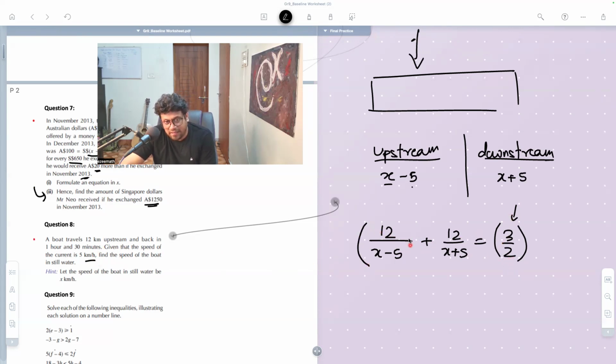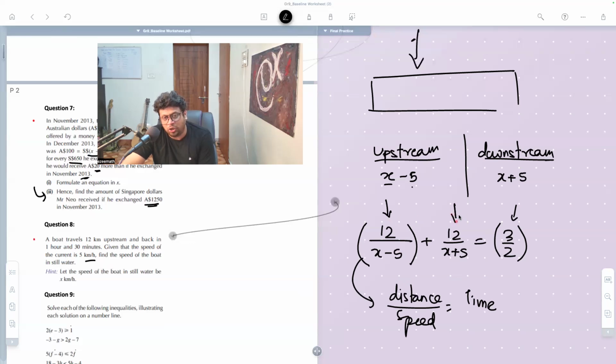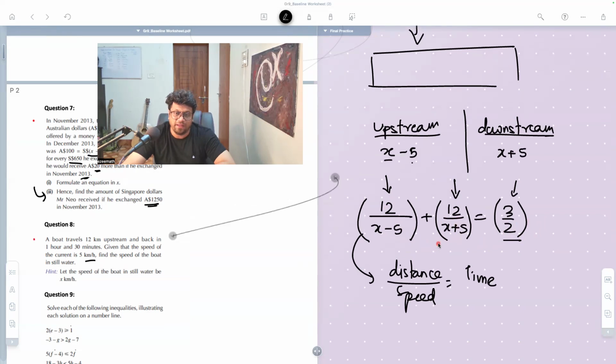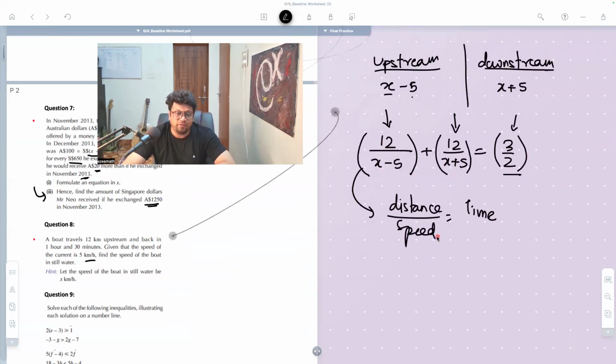Remember, this is coming from the formula distance divided by speed is supposed to be time. Well, time taken going upstream and time taken going downstream should both be added to a total of 3 by 2. And that's what we have done here. 12 divided by x minus 5, 12 divided by x plus 5 should be a total of 3 by 2 hours. Yes. And again, you solve it. It's fractions which can be reduced to a quadratic. And I have explained enough of those in the previous ones.